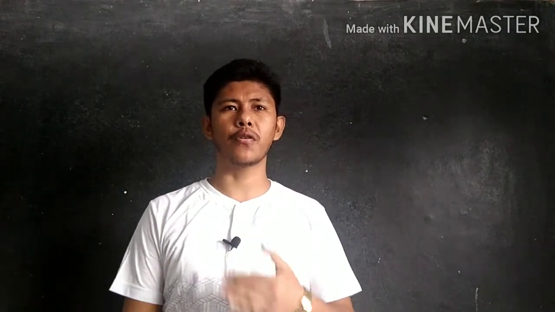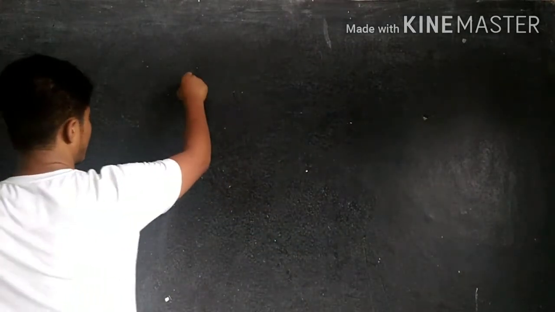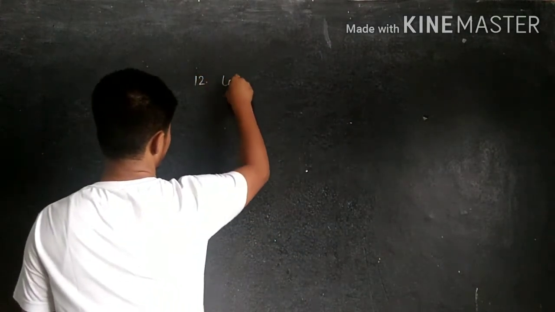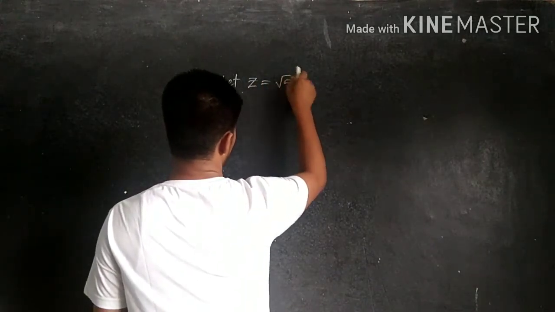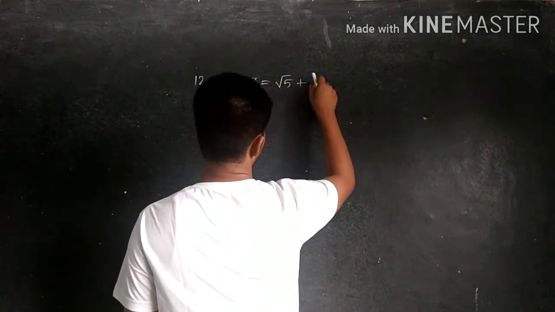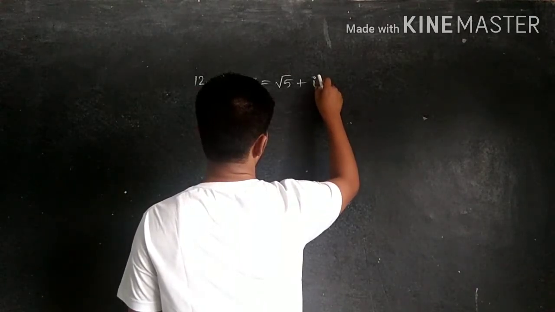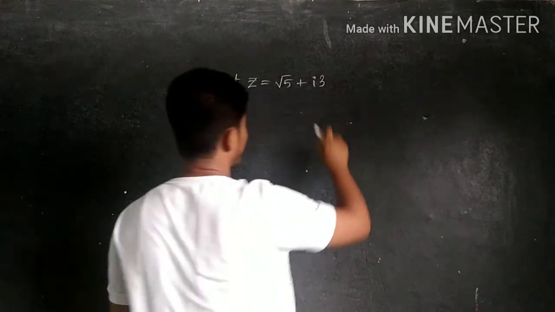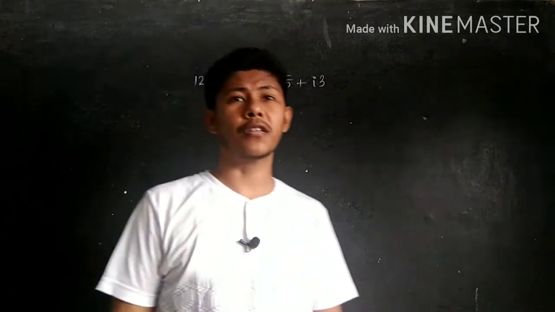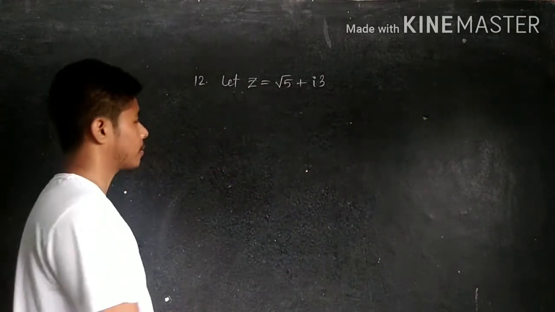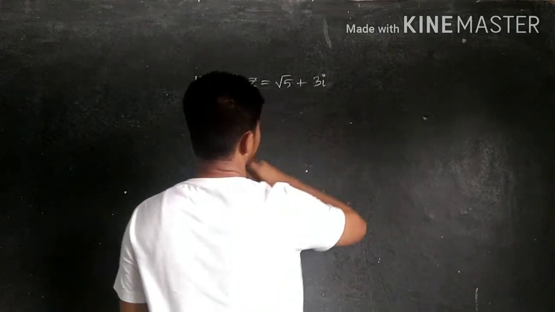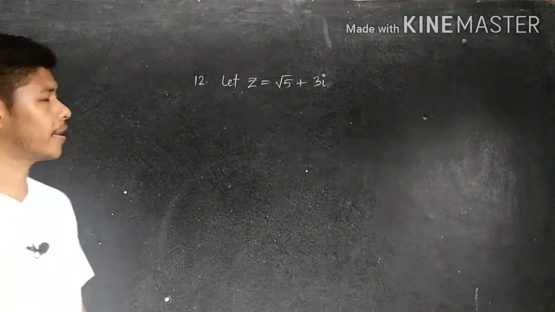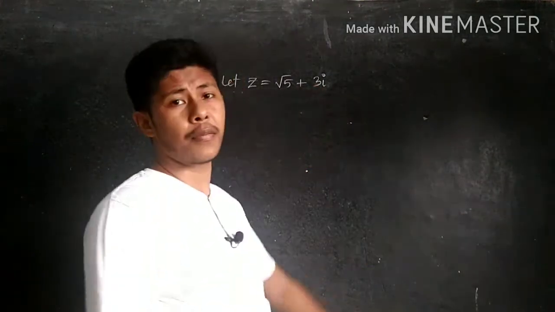After completing question number 11, now if you see the next question, question number 12 is given: root 5 plus 3i. So in this question, let z equal root 5 plus 3i, or we can write i3 or 3i, whatever we write. Is it clear? So now this is the complex number given here. This is the real part, and this is the imaginary part.